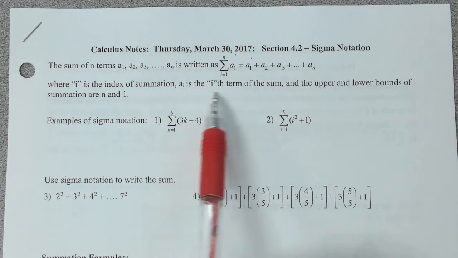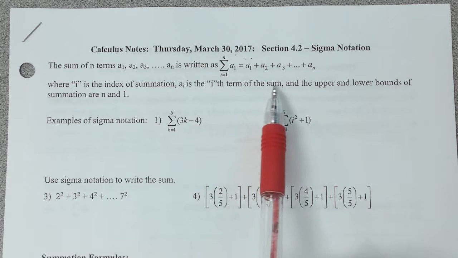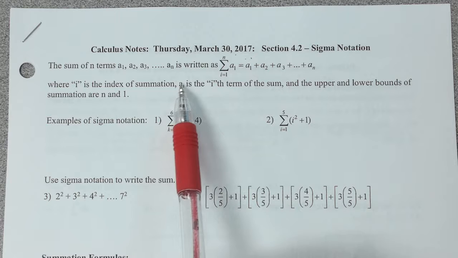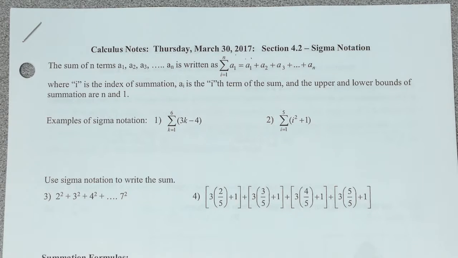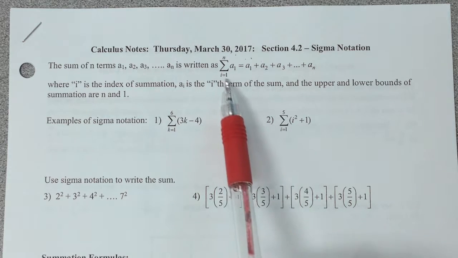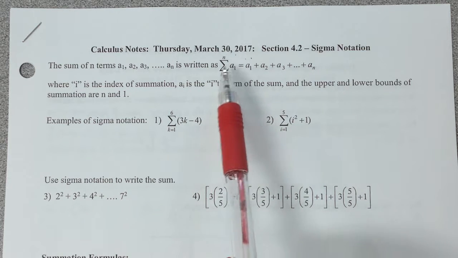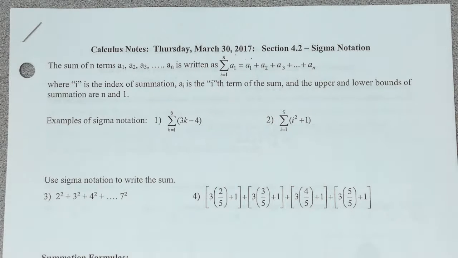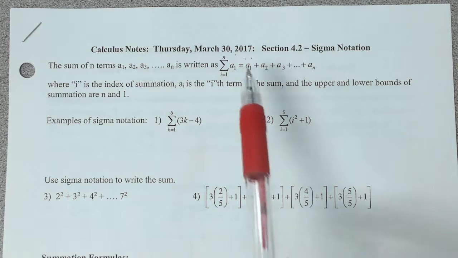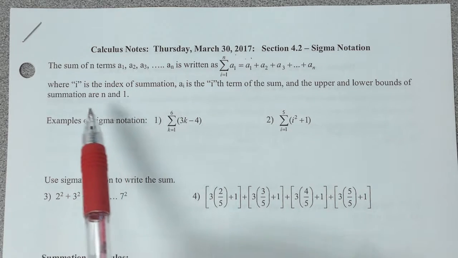When we see i here, then we're trying to find the ith term of the sum. So a sub 3 would be the third term of the sum. A sub 4 would be the fourth term of the sum. And then this number is called our lower bound and our upper bound. So what this means is that we would plug in all of the integers from 1 to n. So 1, 2, 3, 4, 5, 6, 7, 8, 9, 10. If n is 11, then I would stop at 11. And then these are called the terms that we get, and we would have to add them all together.